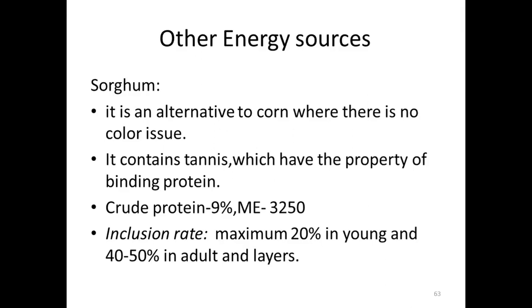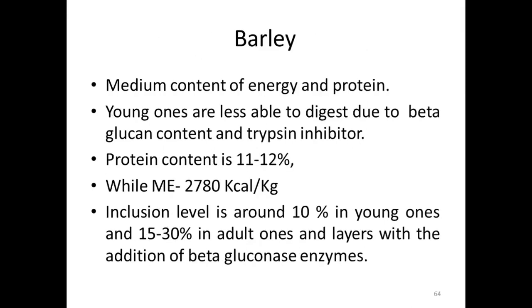This is also another energy source, barley. It has medium content of energy and protein. Young ones are less able to digest it due to the beta-glucan content and trypsin inhibitor content in the barley. Protein content is around 11 to 12%. Metabolizable energy is 2,780 kilocalories per kg. And it can be included in the diet at around 10% in young ones and 15 to 30% in adults and layers, with the addition of the beta-glucanase enzyme.